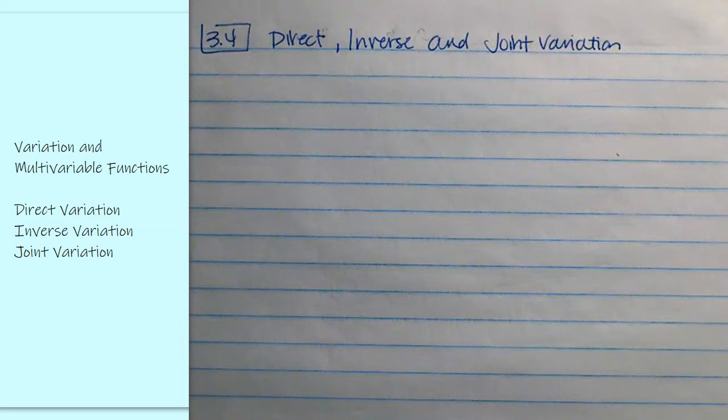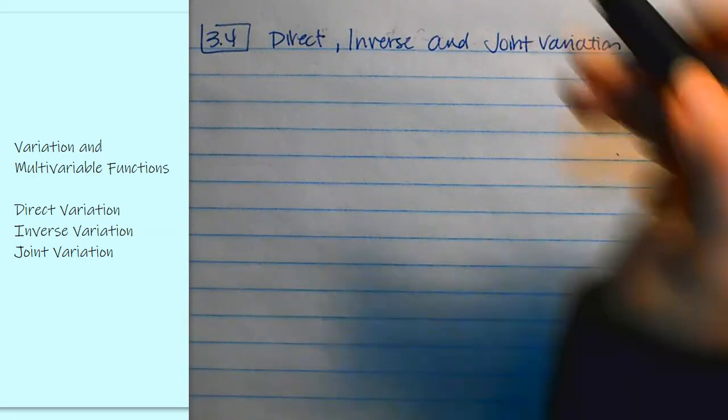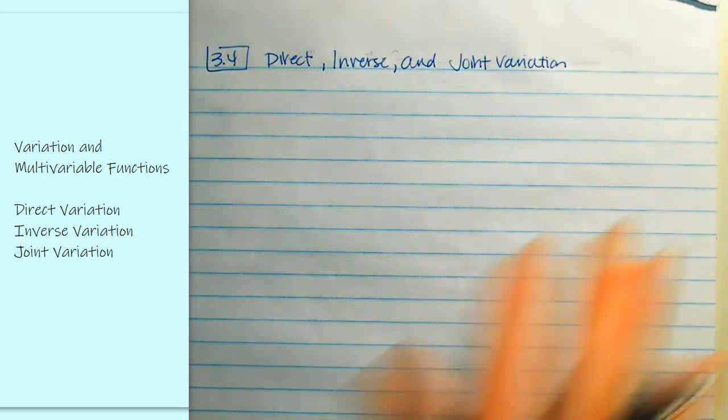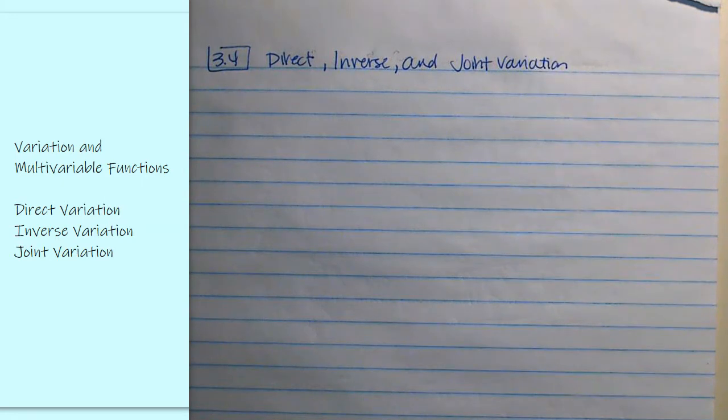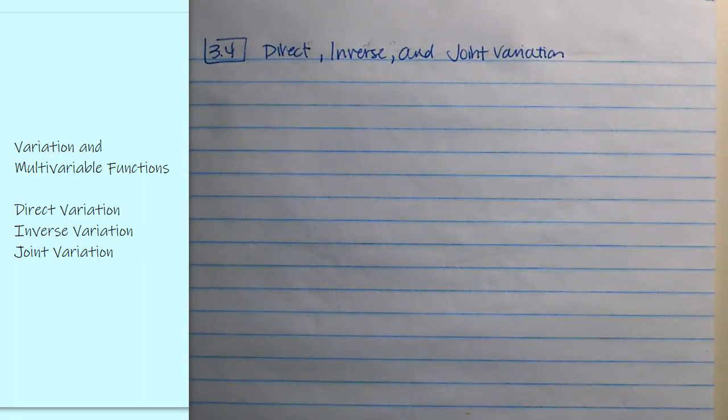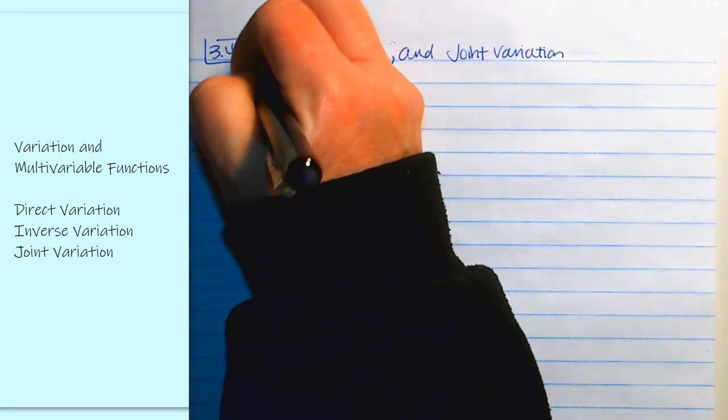Now that we've looked at a whole bunch of different function types, we're going to look at 3.4, direct, inverse, and joint variation. We actually did direct variation last year with simple ideas such as, what if you and another family member get an allowance, you and your brother, and your brother's older, so they always get twice as much as you do? That would be joint variation.